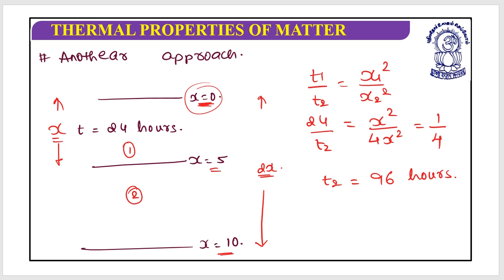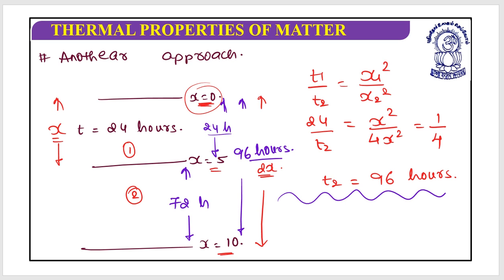But you must understand that this 96 hours is the time of 2x from the very beginning. The 24 hours is what we have written over here. So 96 minus 24, this is 72 hours. I hope this is clear. So basically the required time is 72 hours, that you understand.